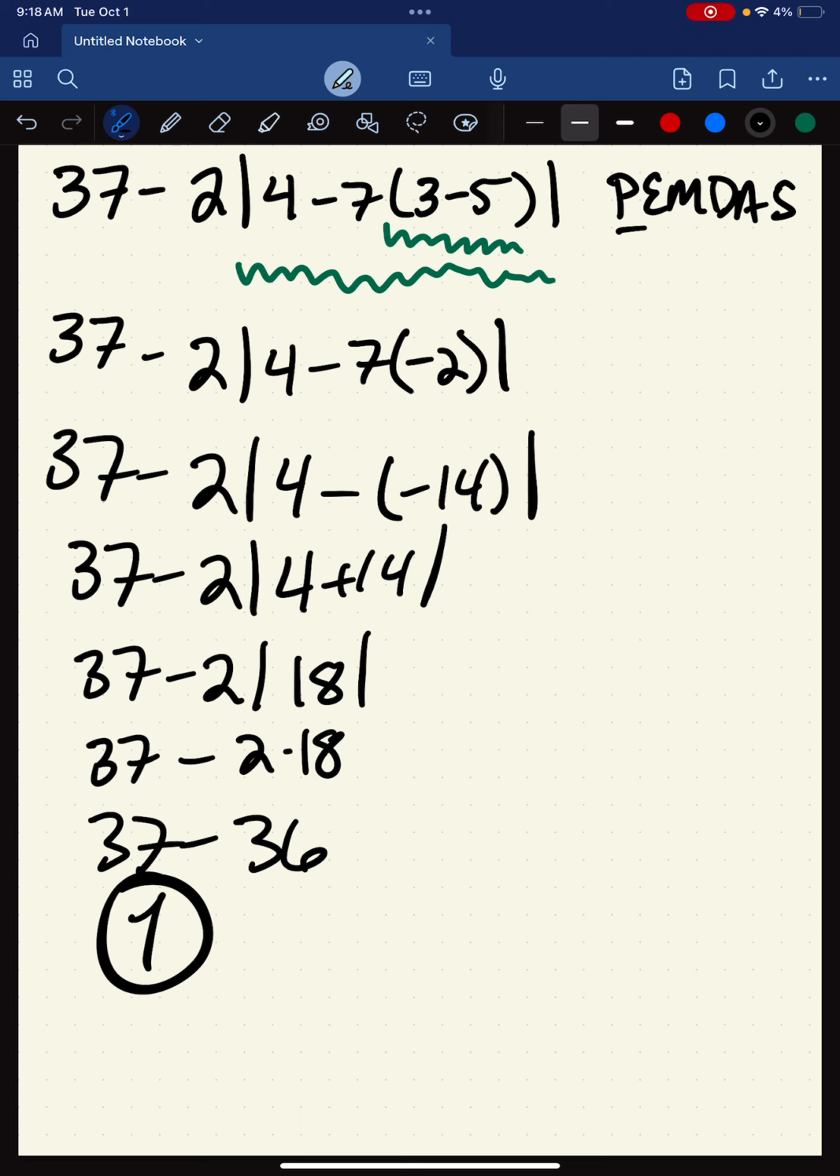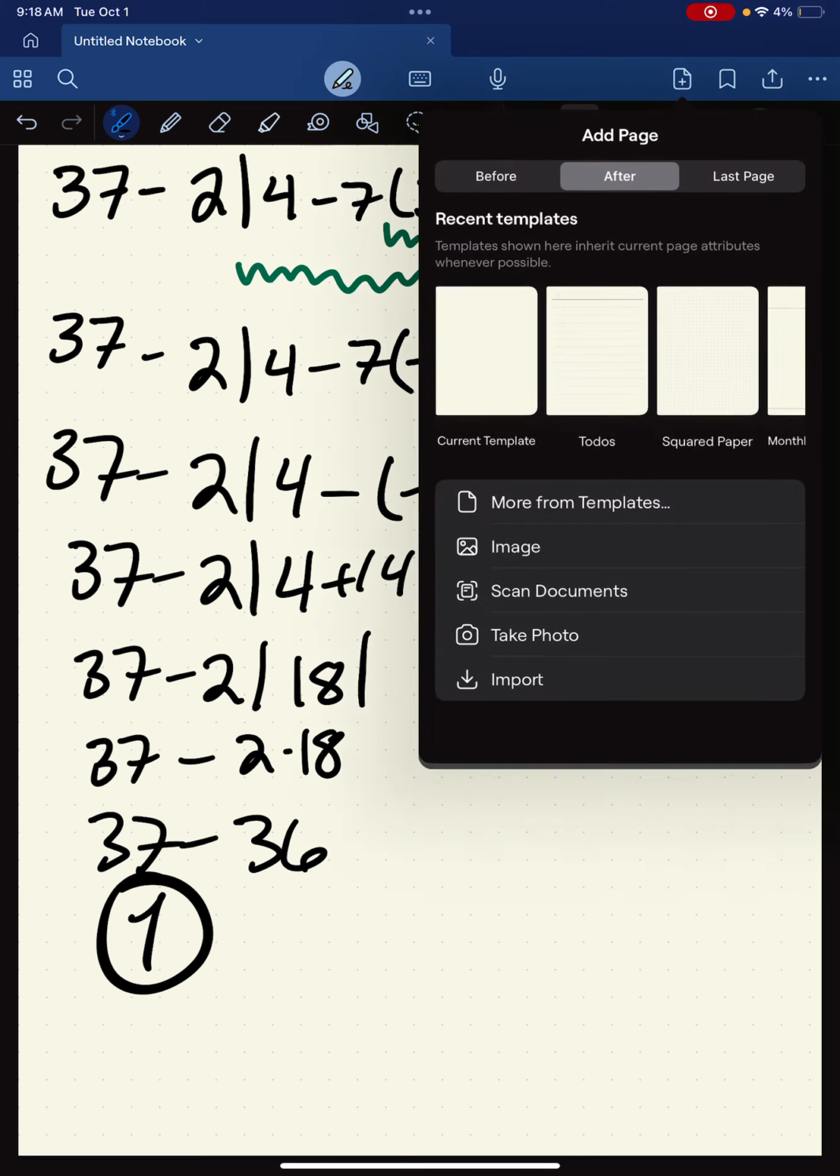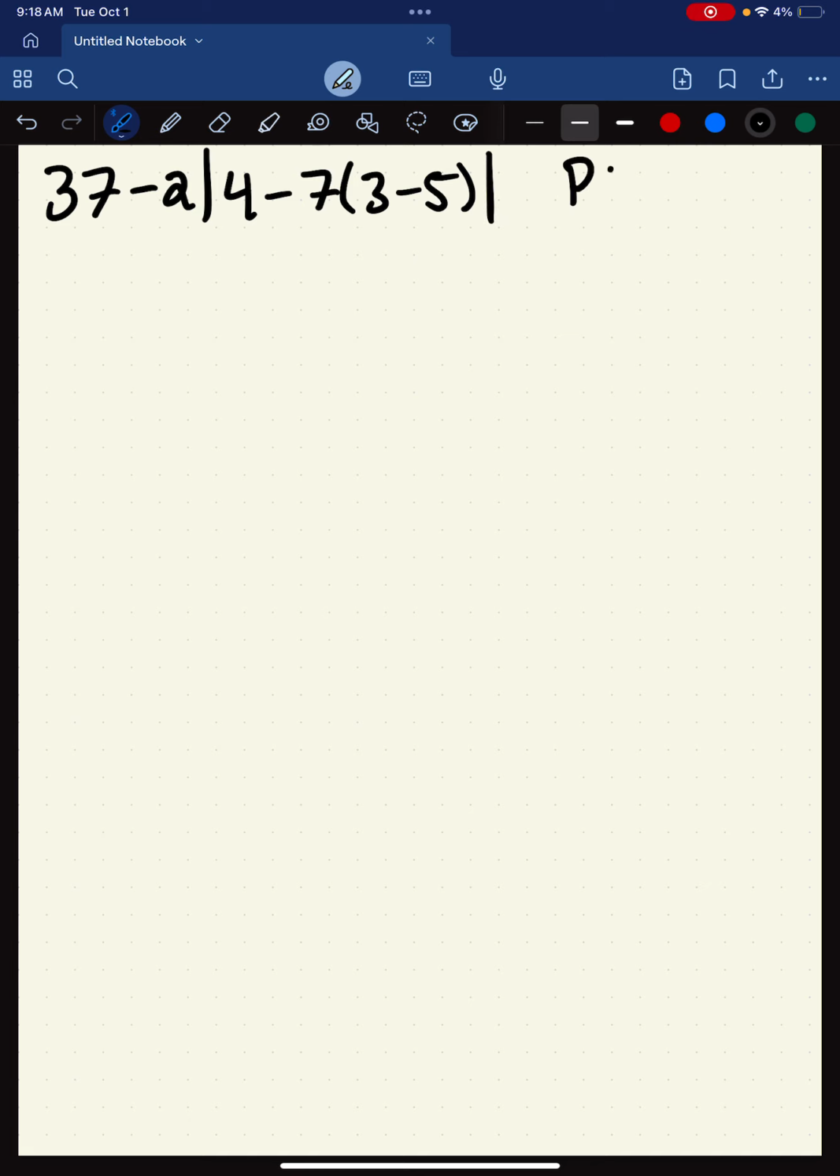Okay, now keeping that in mind, let's go to the next page and do this again using the distributive property. 37 minus 2 times the absolute value of 4 minus 7, 3 minus 5. Again, 2 sets of parentheses. We have to do that first, and then of that we have these parentheses here.